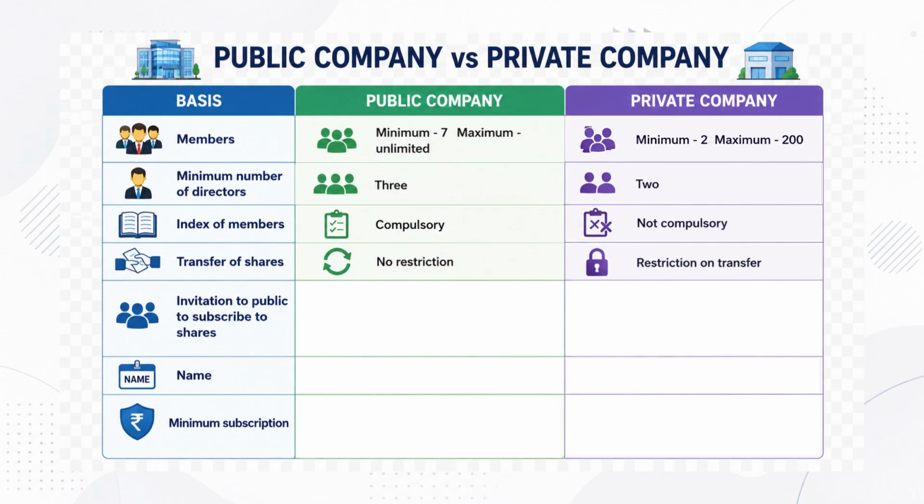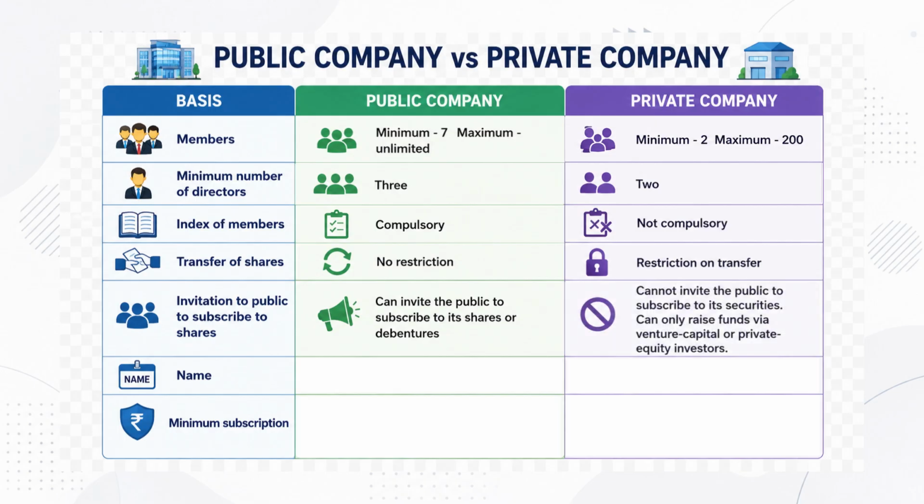A public company can freely transfer its shares, whereas a private company restricts the transfer of its shares. A public company can raise funds from the public through a public issue, whereas a private company cannot invite the public to subscribe to its shares. It can raise funds privately, including from venture capitalists or private equity investors. A private company has to have the words "Private Limited" in its name.